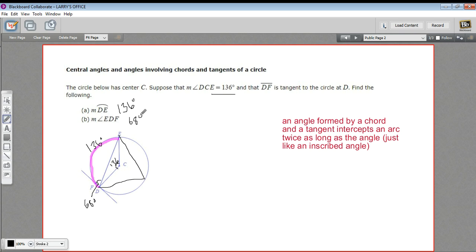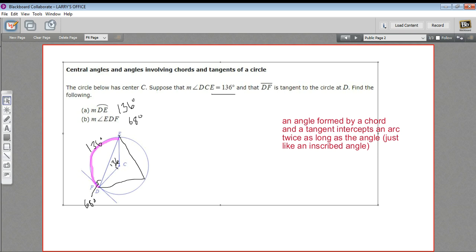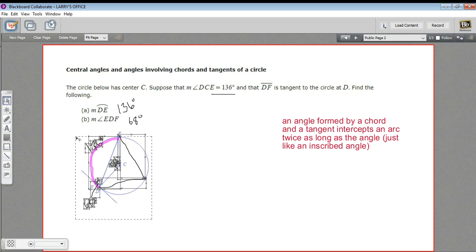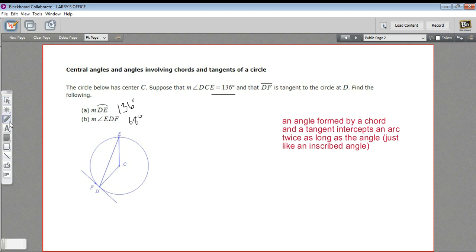Now, if you didn't know that, you could have figured this out in another way. And let me show you how. I'm going to erase some of our notes here so it's a little bit clearer. So we started out knowing that this was 136 degrees here. One other thing you can know is that this is an isosceles triangle. Both of these lines, DC and EC, are radii, so they're the same length. What that means is that you have just 180 minus 136 degrees left. That's 44. So each of these angles in here is 22.